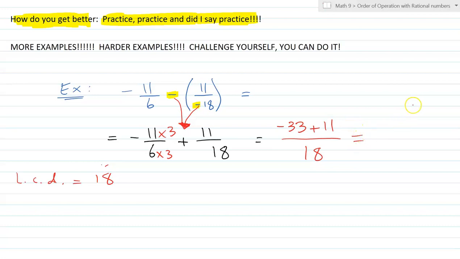So what is that? That is negative 22 over 18, and here we do have to simplify. So 2 goes into both of them, so this would be negative 11. 22 divided by 2 is negative 11. 18 divided by 2 is 9. So our final answer will end up being negative 11 over 9, and that is it. You can leave it as an improper fraction, that's okay.